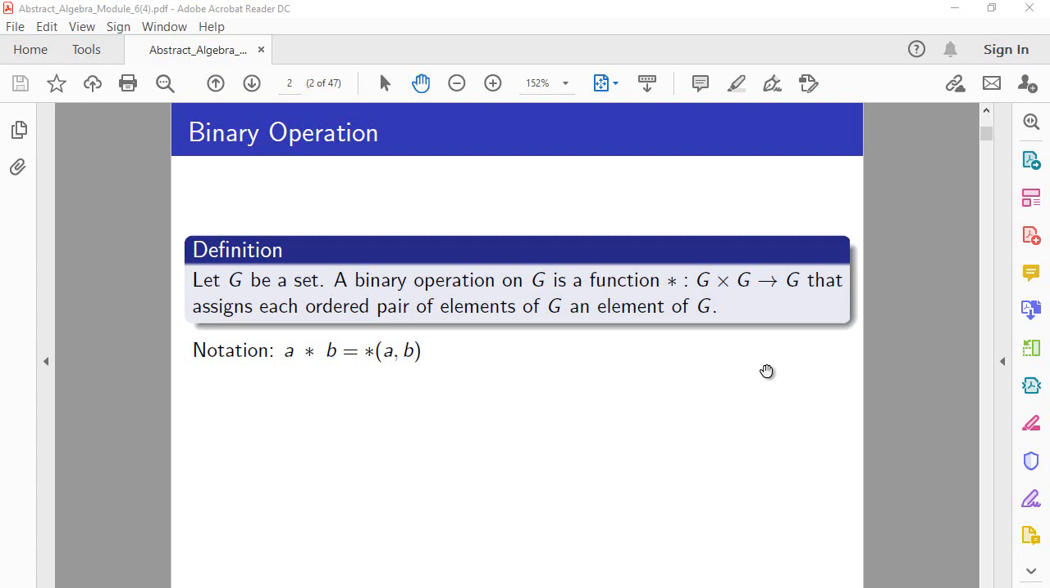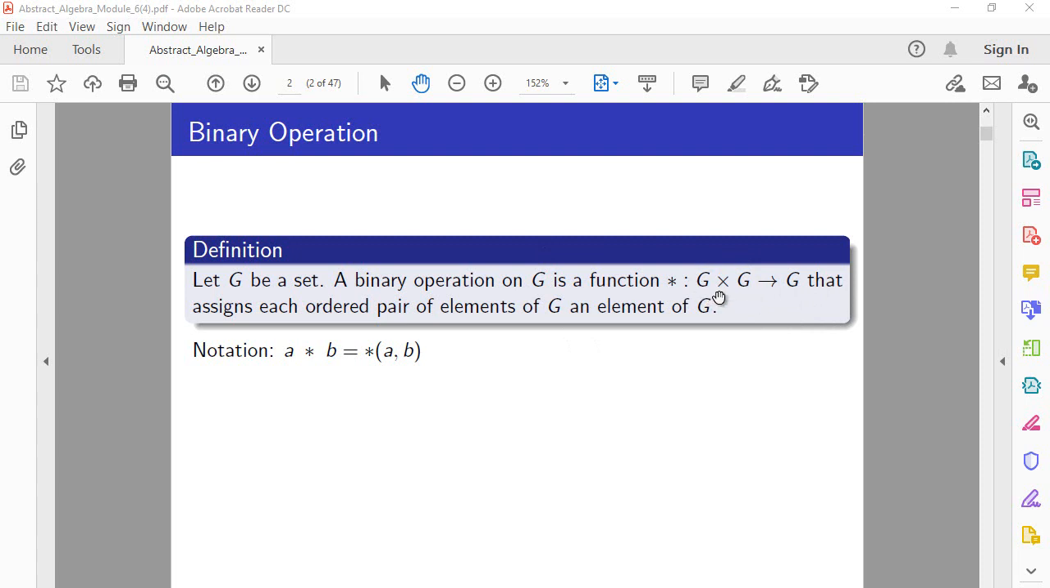Welcome. Today we start talking about groups, and to do that, we first introduce binary operation. Let G be a set. A binary operation on the set G is a function star from G cross G into G. Now recall that G cross G is the Cartesian product of G and G. That is, G cross G is the collection of all ordered pairs of elements of G.